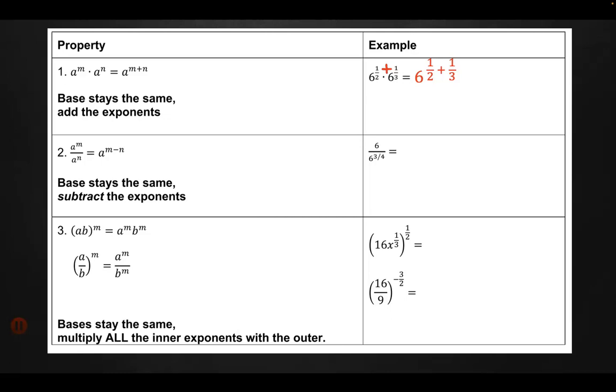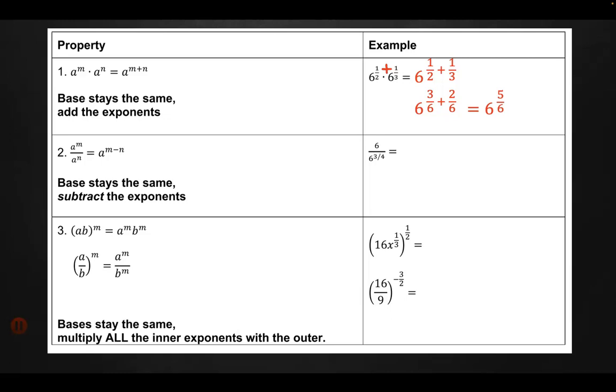Now remember, when you add or subtract fractions, I do need to have the same denominator, so I am going to have to find a common denominator between 2 and 3, which in this case is 6. So I've got 3/6 plus 2/6 after I adjust my fractions, which is going to get me 5/6. That's going to be my new exponent. And notice that I kept the base as a 6. I didn't change it to a 12.